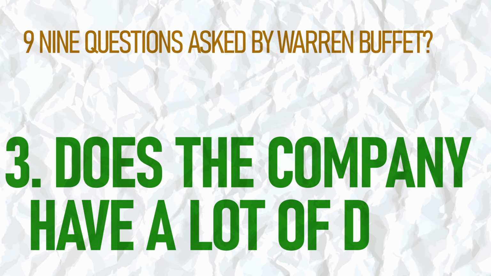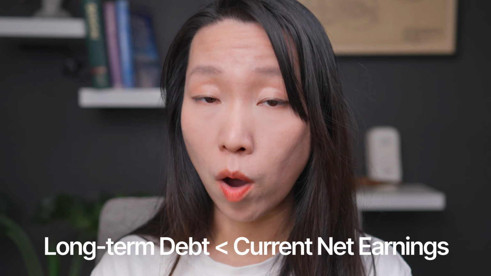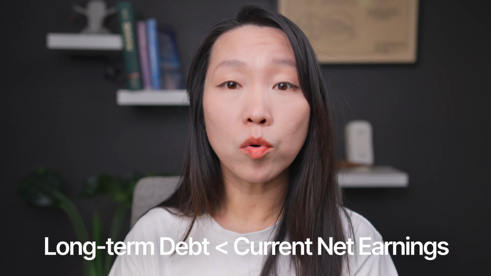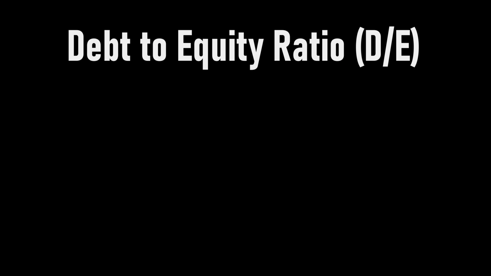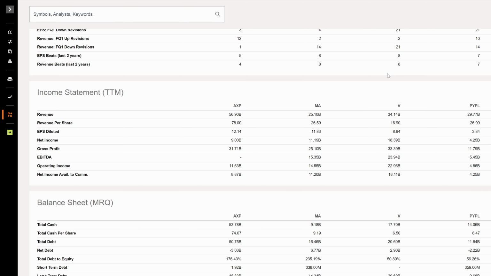Moving on to the third question, does the company have a lot of debt? Buffett pays special attention to a company's debt levels because excessive borrowing can pose significant risks. Generally, it's prudent for a company's long-term debt not to exceed its current net earnings. Why? This suggests that the company would theoretically pay off all its long-term debt within a year if needed. To dig deeper, we look at the debt to equity ratio from the balance sheet. This ratio compares the total liabilities to the shareholders' equity. A high ratio means the company is using more debt to fuel its operations.